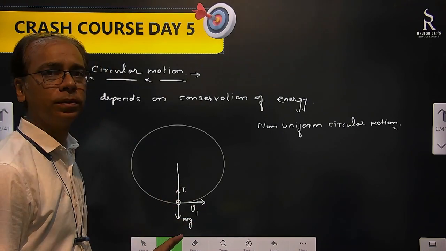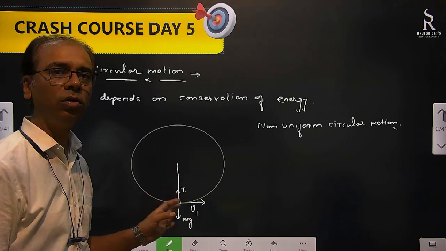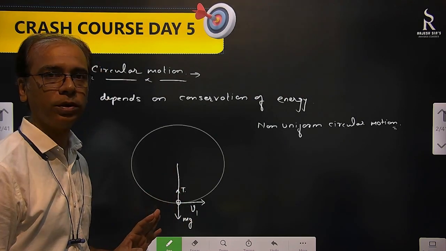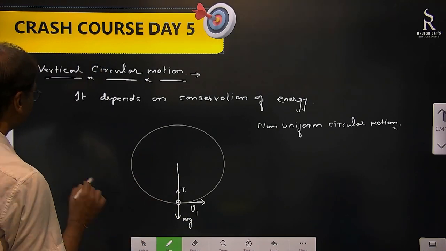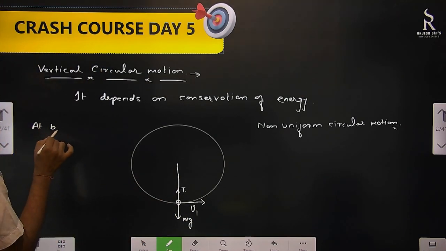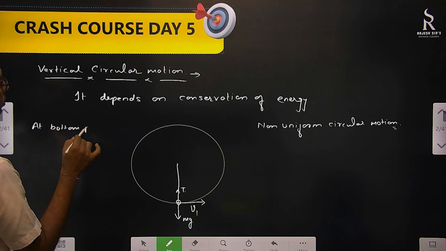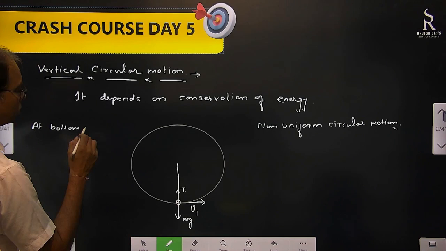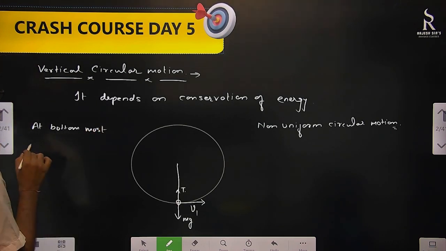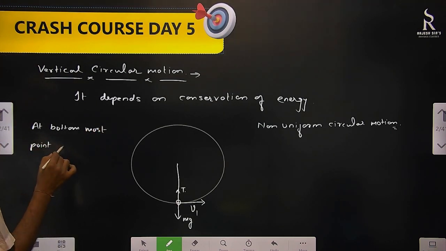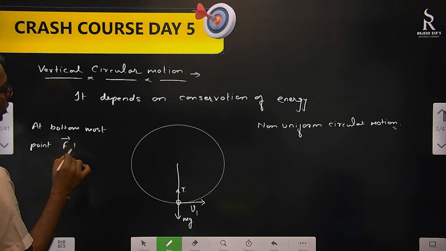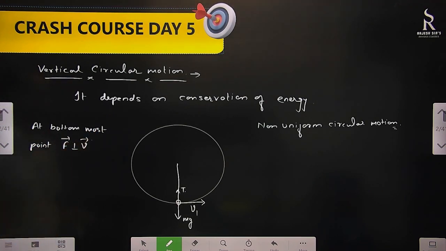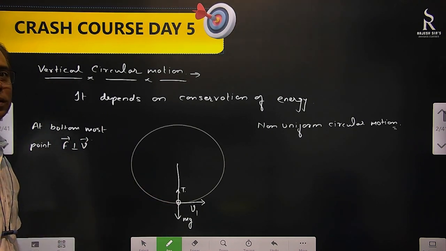So at this point, force is not going to accelerate or retard it. Where? At the bottommost point. At the bottommost point, force is perpendicular to velocity. So at this moment at least, it's not increasing its velocity or decreasing its velocity, both ways.